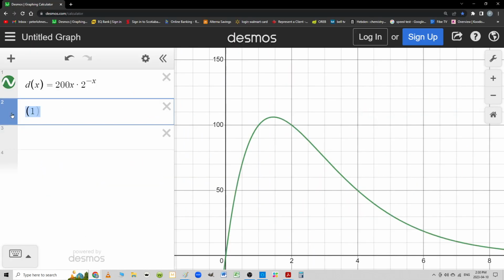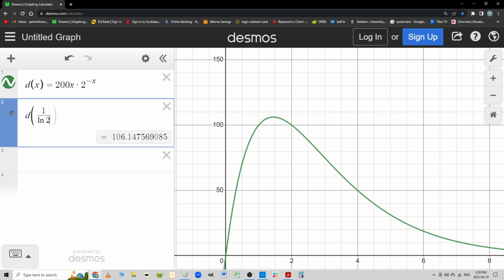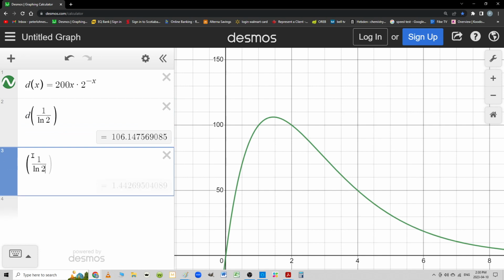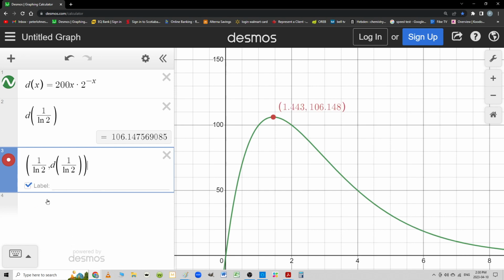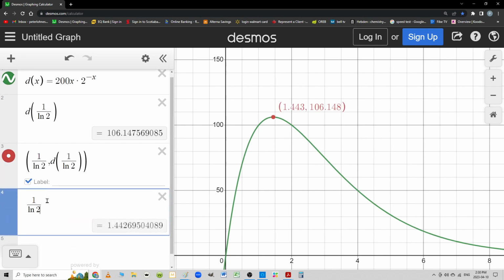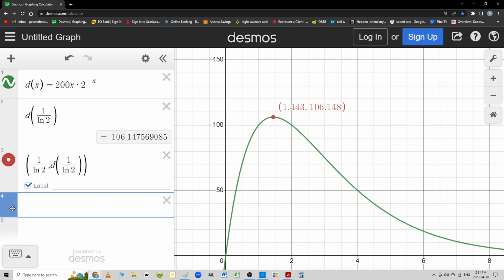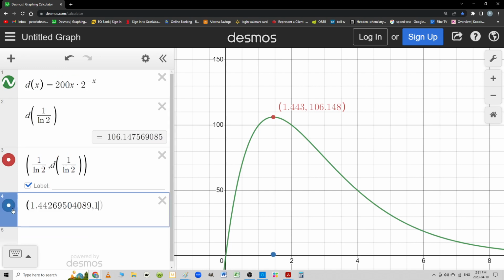Now if I put in d of 1 over ln 2, that's what I get, 106 degrees. I can do that, or I can just put in as my x values 1 over ln 2, comma, d of 1 over ln 2, and then Desmos will draw it for me. There's my max point. Or I can just figure out what 1 over ln 2 is. It's about 1.44. Notice that the decimals will never be as accurate. Comma, 106.147. You can do it either way.